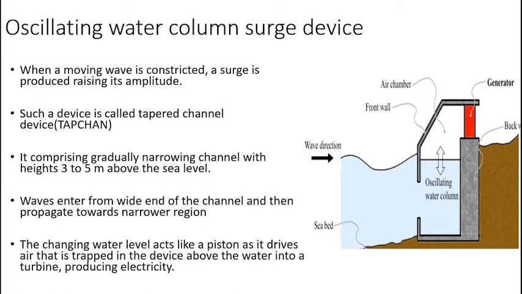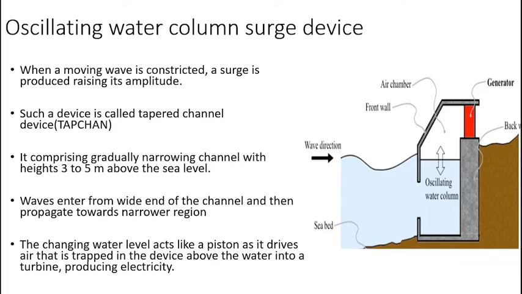So when waves come into the oscillating water column, at the wide end, this oscillating water column comprises a gradually narrowing channel with height 3 to 5 meters above the sea level. It is a gradually narrowing channel. So at the crest portion of the wave, that is the rising portion of the wave, the water column in this narrower tube rises. The oscillating water column in the narrow channel rises.